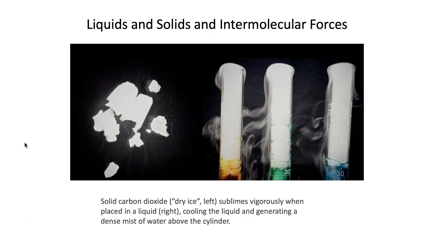Here we have a picture of solid carbon dioxide, which is also called dry ice. When it's placed into test tubes or graduated cylinders with some water in them, it sublimes vigorously, going from a solid directly to a gas and carrying out some of the water vapor with it, forming a fog. In fact, this is what's used in movies and on stage to create that fog effect.